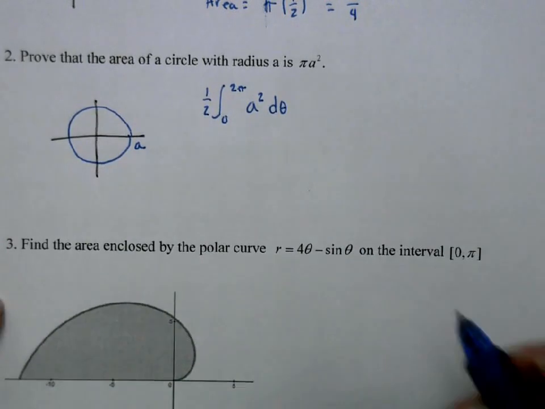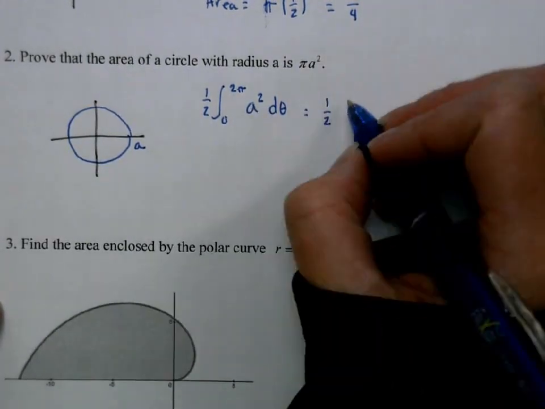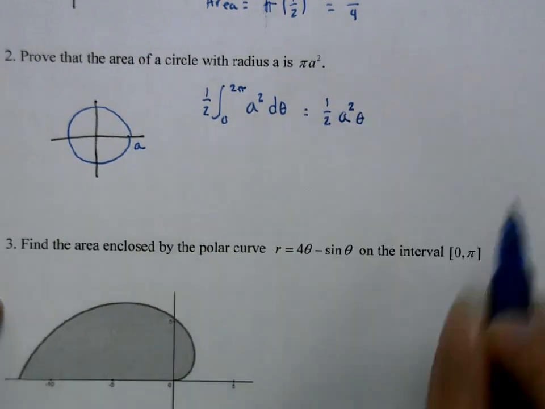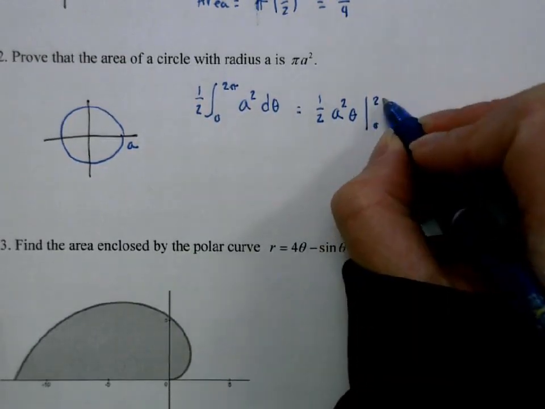Well, if I integrate this, a is just a constant, so a squared is just a constant. So we're going to have a squared times theta, because that's our variable. We'll evaluate this from 0 to 2 pi.